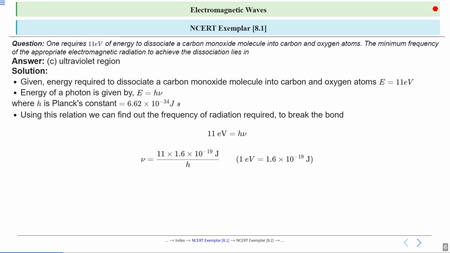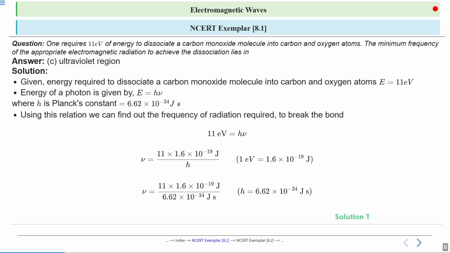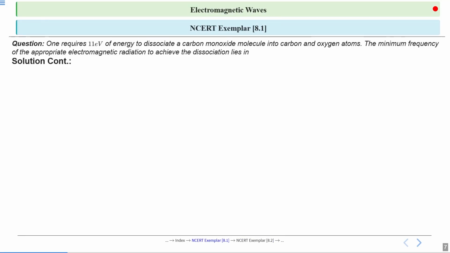Electron volt is converted into joule by the relation 1 electron volt is equal to 1.6 into 10 raised power minus 19 joule. So nu is equal to 11 into 1.6 into 10 raised power minus 19 joule upon h, which is 6.62 into 10 raised power minus 34 joule second. Frequency will come in the units of second inverse. Solving this, frequency will be equal to 2.65 into 10 raised power 15 hertz.